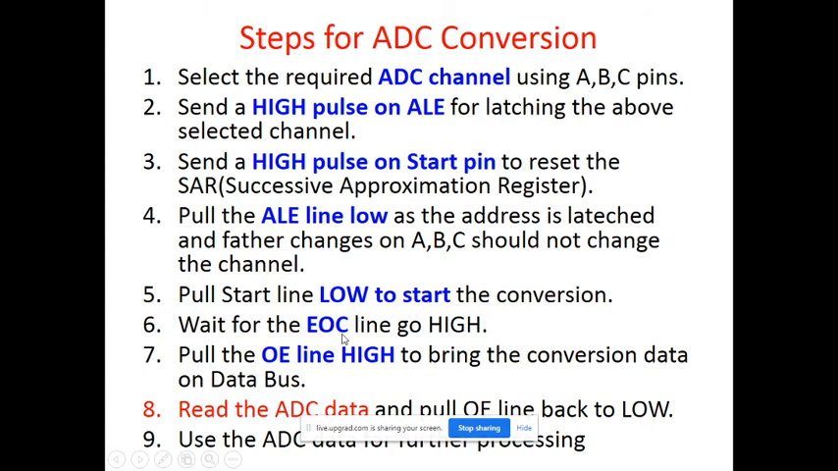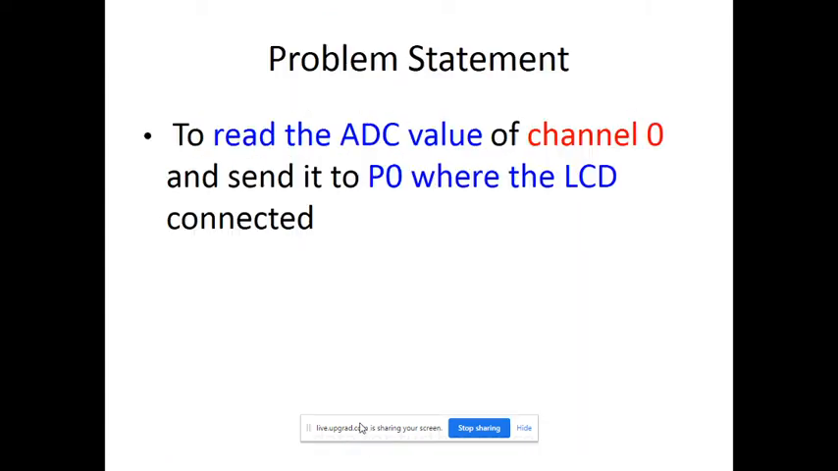Then start again becomes low. Then we wait for EOC till conversion is over, and when conversion is over, EOC will be active, means it becomes low, and at that instant we activate the OE pin to read the data through the data bus. Then read the ADC data and pull OE back to the low position, means it is ready for the next action, and read that data for next processing.